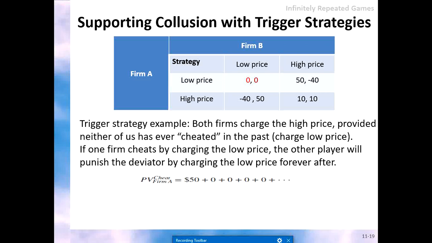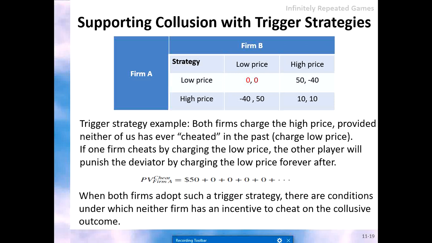If one firm cheated by charging a low price, the other player will punish the deviator by charging the low price, as I explained here, and you will get 50 plus 0, 0, 0 for the cheat. Then when both firms adopt such trigger strategy, there is a condition under which neither firm has an incentive to cheat on the collusive outcome.